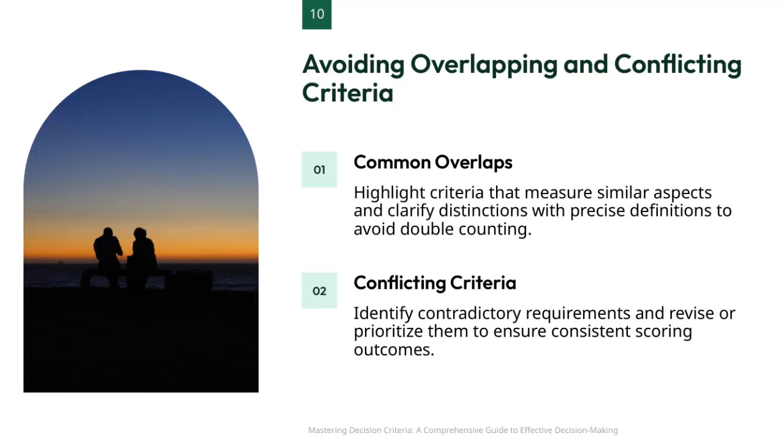Here, we're focusing on two important concepts: avoiding overlapping criteria and managing conflicting criteria. First, common overlaps occur when different criteria assess similar factors. To prevent double counting, it's essential to clearly define each criterion and highlight what makes them distinct. This clarification helps in maintaining accuracy during evaluation. Then we have conflicting criteria, which are contradictory requirements that can lead to inconsistent scoring. The key is to identify these conflicts early and either revise them or set priorities so scoring remains fair and reliable. Together, these steps ensure that the evaluation process is both clear and coherent.